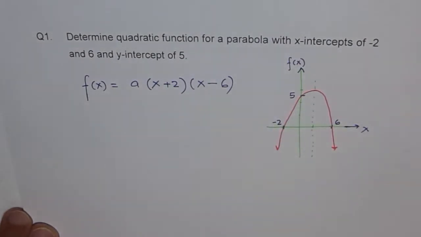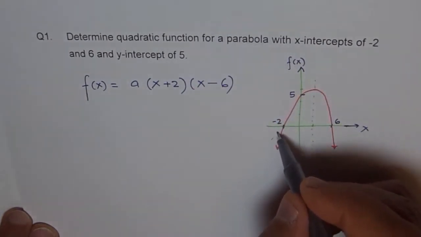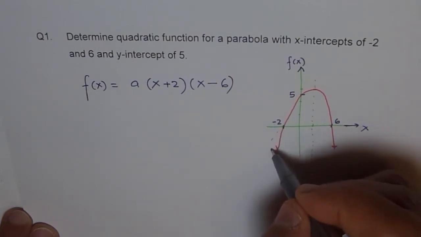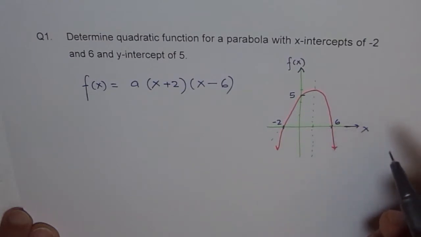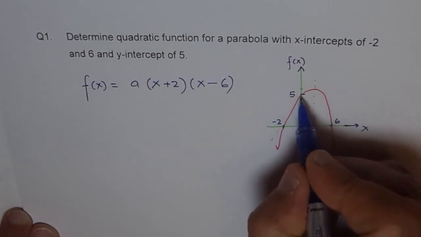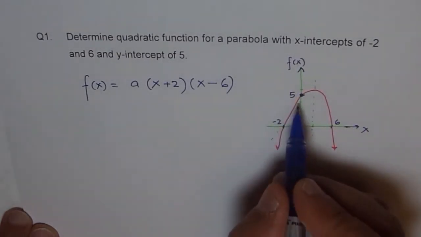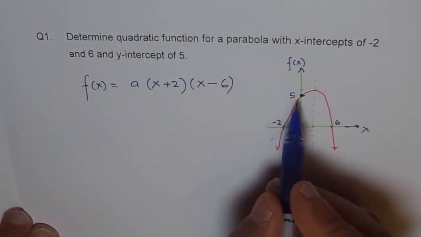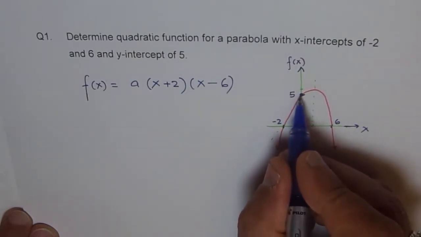Well, think like this. If you don't write a, then the parabolas could be many, like this, even like this. Any parabola can go through these points. We call that a family of parabolas. But here, this one is very specific. Why? Because we know the y-intercept, and that point helps us find the value of a. Remember that always. Here the x value is 0 and the y value is 5.